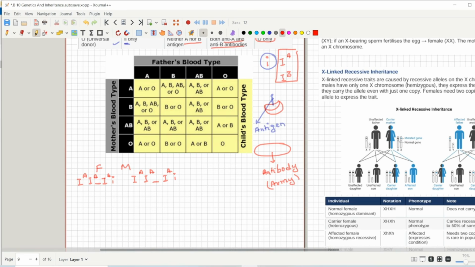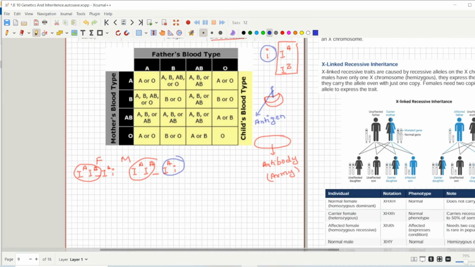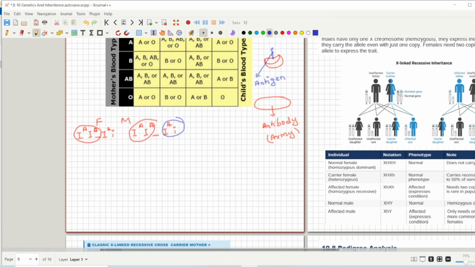If both of them have capital IA, then all of their kids would be A blood group. But if father has small i or if mother has small i, then there is a probability that one of their children will have O blood group. Let's say that mother has the small i allele, then the gametes of father are capital IA, and mother has capital IA and small i. We have taken this example.